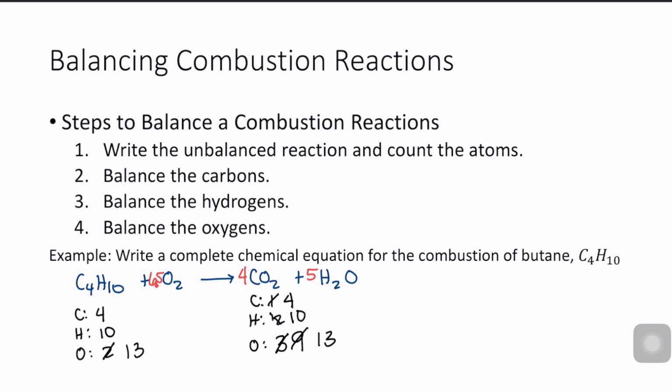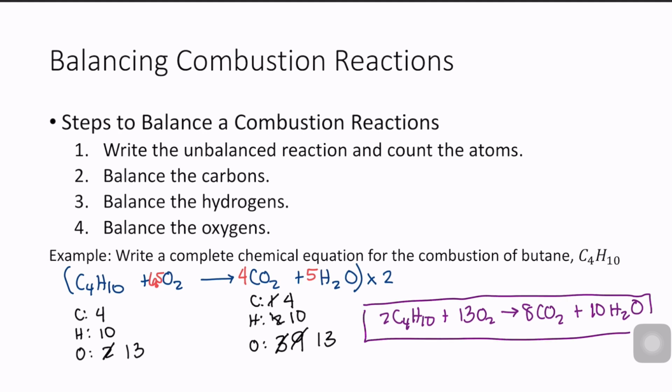However, it's really not a good thing to have a half a mole because when we're talking about the energy in chemical reactions, we generally talk about it in terms of 1 mole of the reaction. So you need to multiply all of the coefficients by 2 so that you can get whole numbers. And I can rewrite that equation. It's going to be 2 moles of butane reacts with 13 moles of oxygen to yield 8 moles of CO2 plus 10 moles of water. So this would be my final answer.